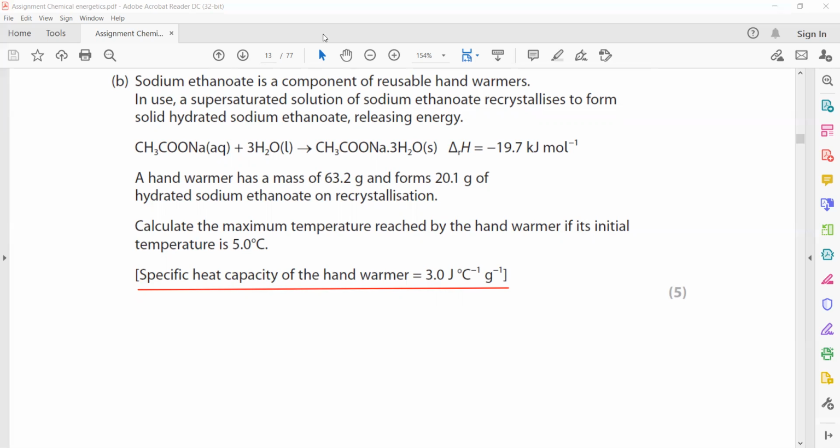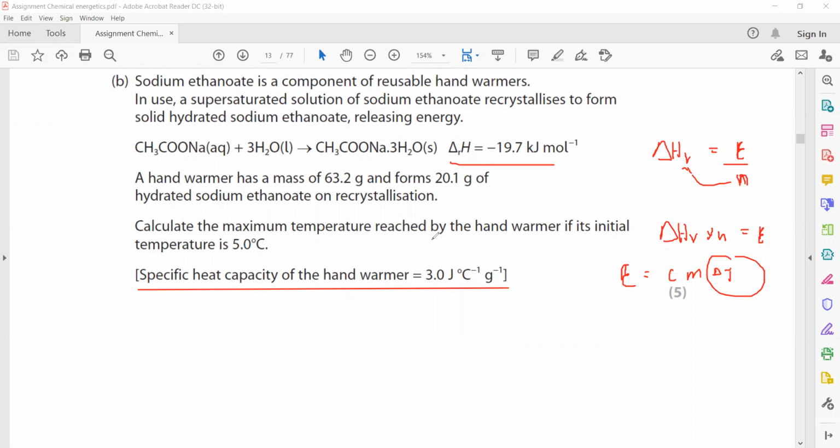So basically we have delta H, and what is this delta H? Enthalpy of the reaction, that is energy divided by mole. So if we multiply delta H, the enthalpy change, by moles, we'll get how much energy will be released. And from the energy released, we can use the formula E equals Cm delta T. We can work out the temperature change, and from the temperature change, we can work out the final temperature.